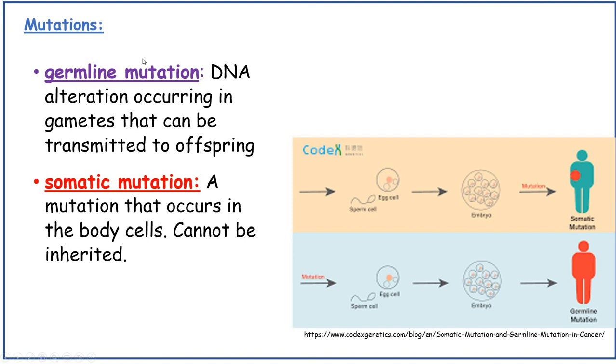Now, looking at germline mutations, these are DNA alterations which occur in the gametes that can be transmitted to offspring. And then a somatic mutation is a mutation that occurs in the body cells, and this cannot be inherited.